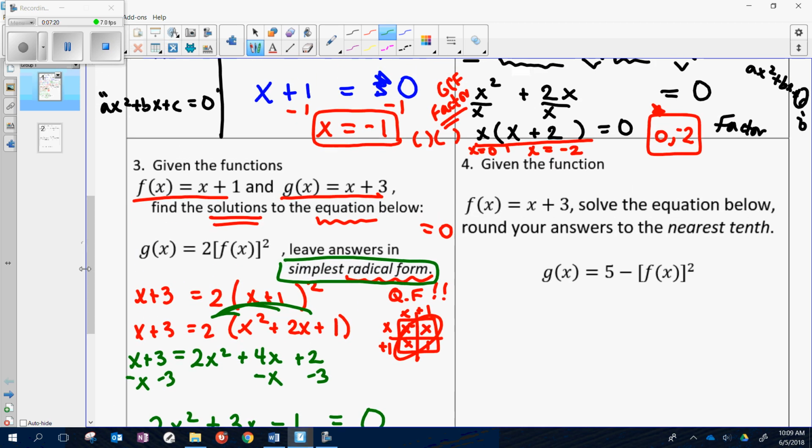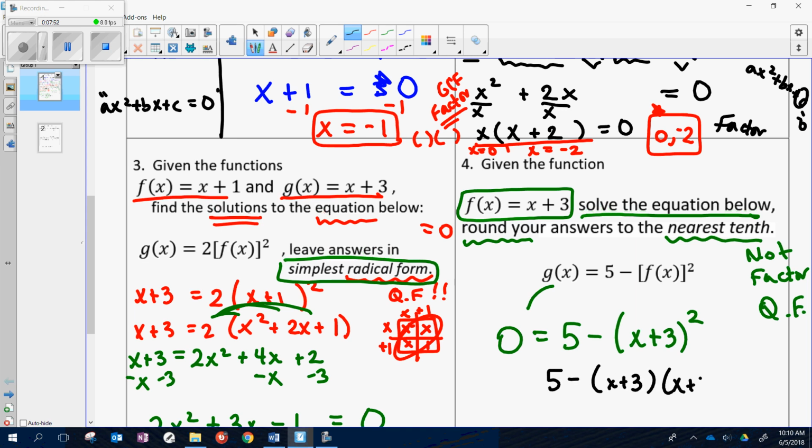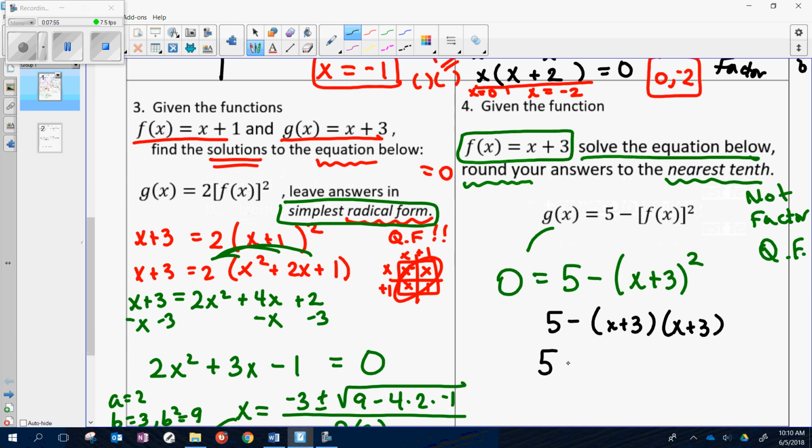Question number 4. Given the function f of x equals x plus 3, you're going to solve the equation below. This time it tells you to round. So I'm thinking again, it's not going to factor. I'm thinking quadratic formula. All right, so g of x, they didn't give it to me. So I guess I'm going to replace that with my 0. 5 minus my function, x plus 3 squared. I have to square this out. So I could write it twice and square it out. Remember that it's all after the minus sign, and keep your 0 in your equation.